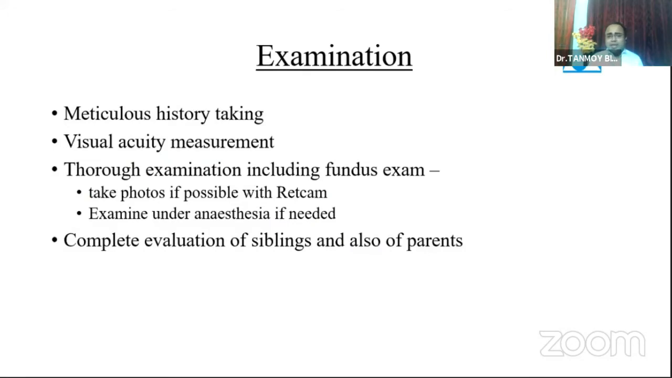Coming to the examination, it requires meticulous history taking because the child is usually very uncooperative, and visual acuity measurement has to be done very carefully, along with a thorough examination including fundus exam. If possible, we should also take photos, and if the child is not very cooperative, we have to examine under anesthesia, because examination of the entire retina, especially up to the periphery, is very important. It is also prudent to evaluate the siblings and the parents if possible in the same setting, and if not, then as soon as possible.